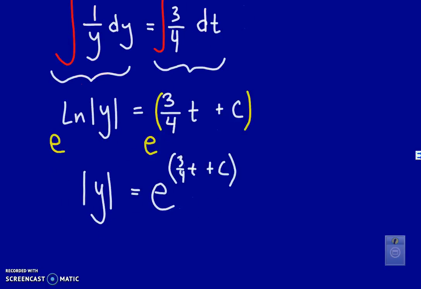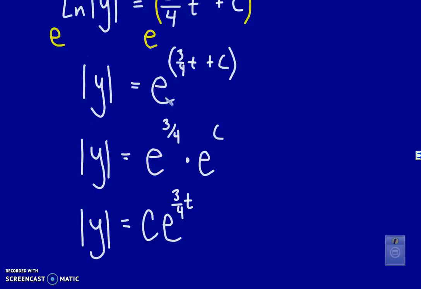Your next step is to get rid of the natural log by raising both sides to the power of e. Do not forget those parentheses. You can then break down e to the 3 over 4t plus c to e to the 3 over 4t times e to the c. Then this just is equal to c. It's another constant. So you now have the absolute value of y is equal to c times e to the 3 over 4t.